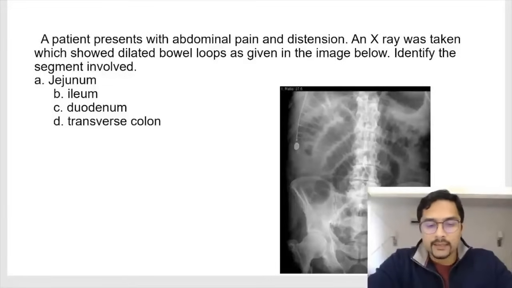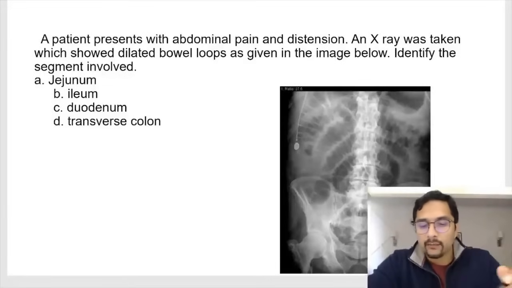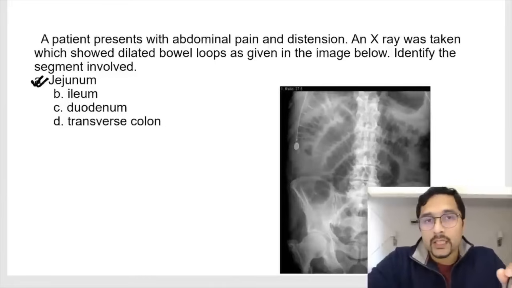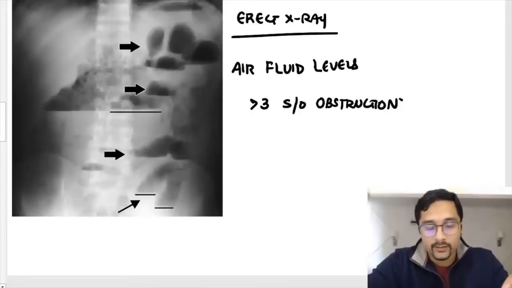A similar question was asked the next year. They had shown the image and they had asked which loops are dilated. So these are jejunal loops which are arranged in a step ladder pattern. I will just explain this to you so that it becomes easier for you to answer.